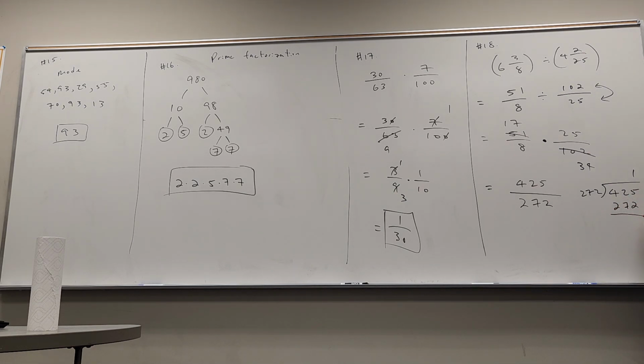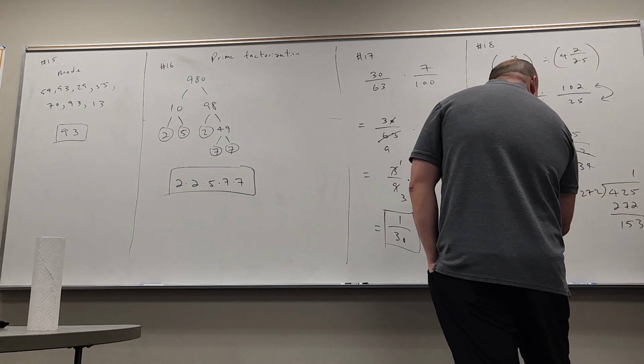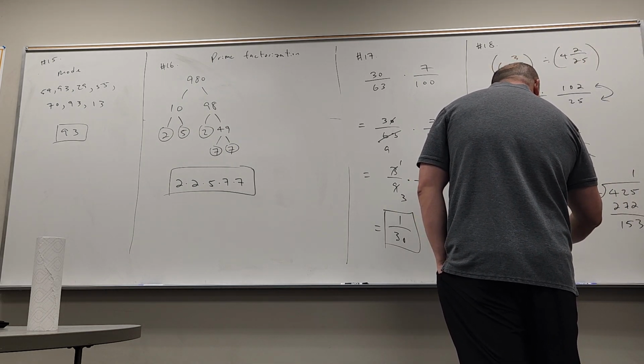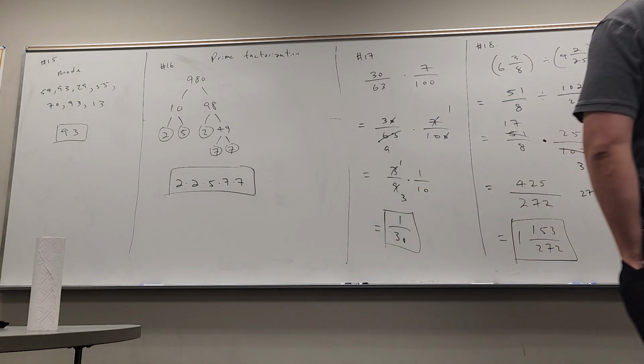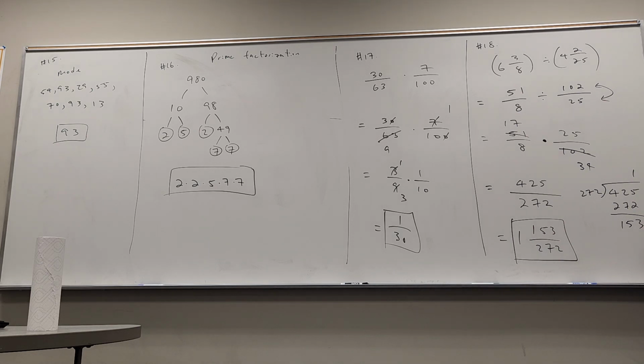And then just subtract. So that's 3, and that's 5, and that's 152. So the answer would be 1 and 153 over 272. And that's the best you can do. This one is rough because of the numbers. The actual operation isn't so bad.